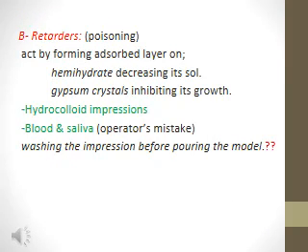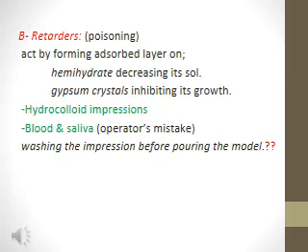The second type of chemicals is retarders. Retarders act by poisoning, making a poisoning effect. How? It acts by forming an adsorbed layer on the surface of hemihydrate or the surface of the growing dihydrate crystals. If it is adsorbed on the surface of the hemihydrate, coating the surface of hemihydrate, it will decrease its dissolution. And if it coats the surface of already growing dihydrate crystals, it will inhibit its further growth. So this is called the poisoning effect.